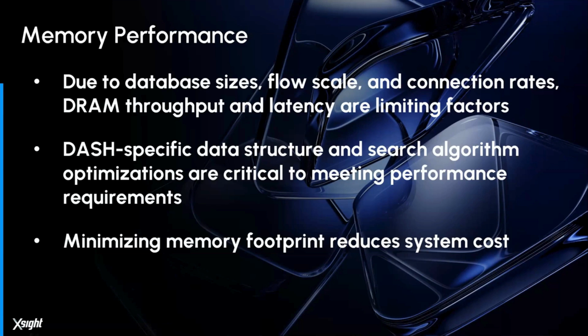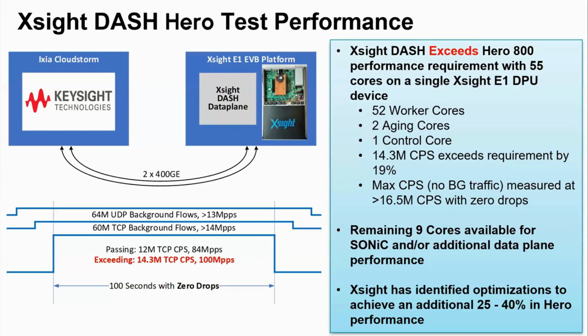So I think the key takeaway here is that you can't get to the highest performance for Dash without designing the algorithms and the data structures to be very specific for Dash. And then finally, in the design of those data structures, if you can minimize the memory footprint, you can actually reduce the system cost. For example, most Dash data planes would require somewhere between 32 and 64 gigabytes of memory for 200 gig worth of scale, and we can do 800 gig worth of scale within 64 gigabytes of memory, because we're able to optimize the size of those data structures specifically for Dash.